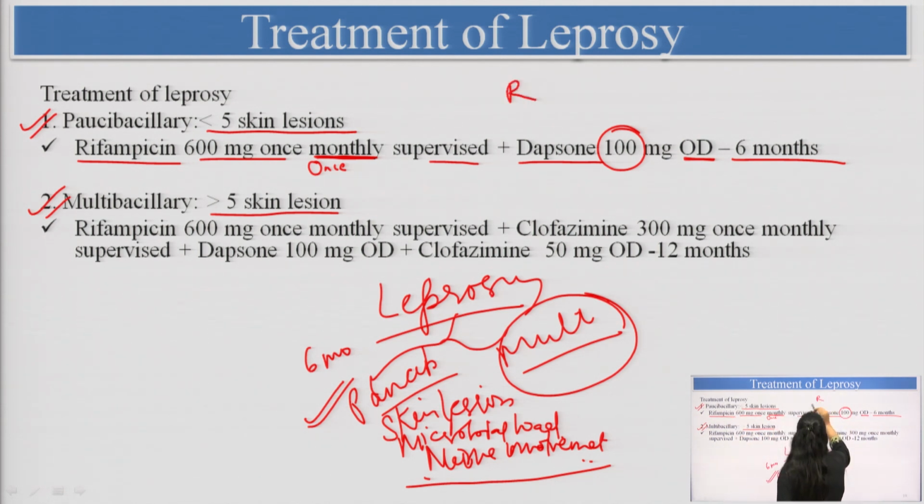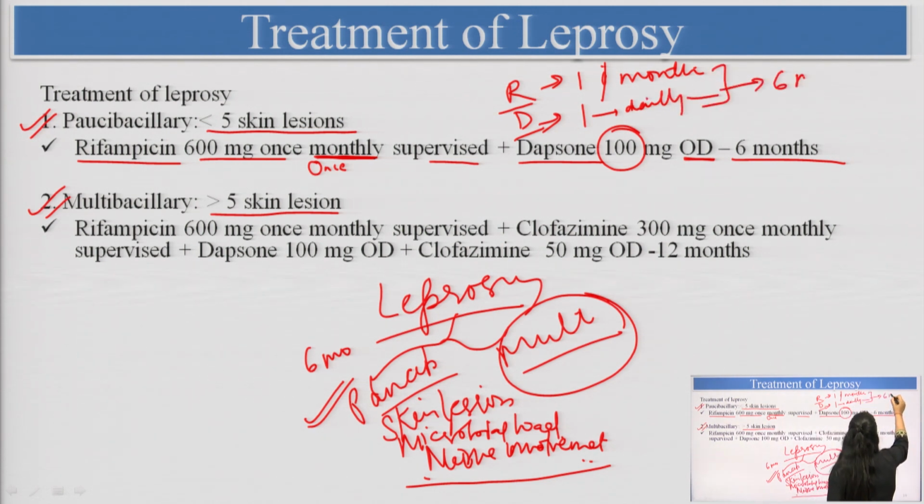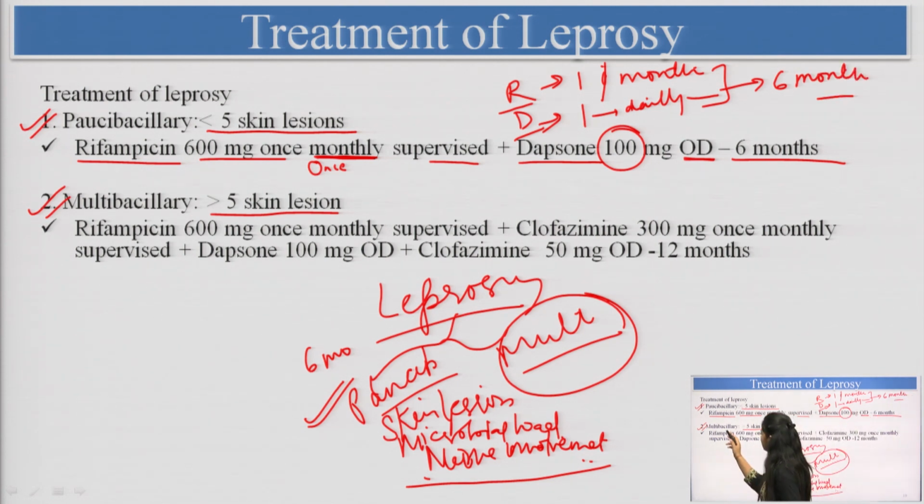So, these two drugs are given for the treatment of paucibacillary. One is rifampicin and another is dapsone. Rifampicin, 1 tablet per month. Dapsone, 1 tablet daily, up to 6 months. Then we will see the multibacillary.